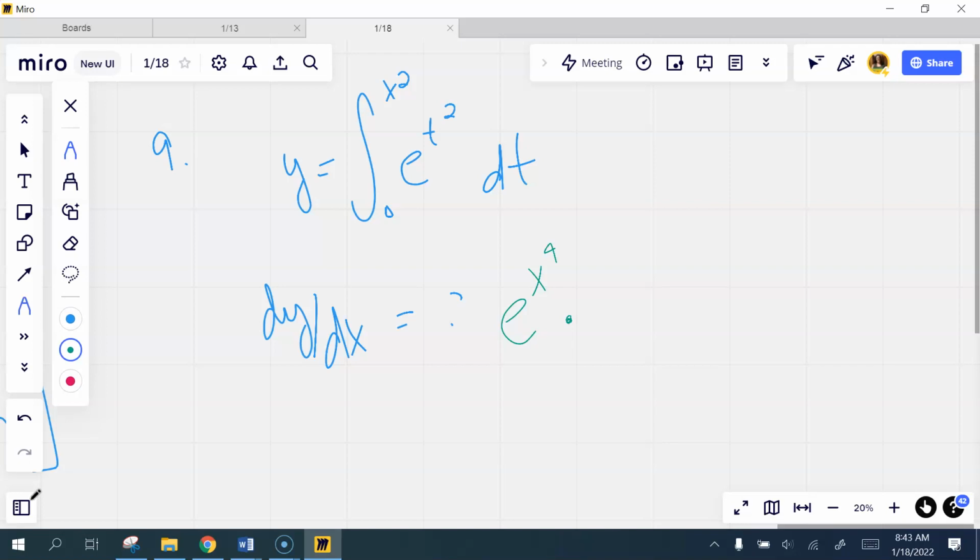Now I'm going to chain rule. But what am I chain ruling? I'm chain ruling the x squared. So it's going to be times 2x. So it's 2x e to the x to the 4th.